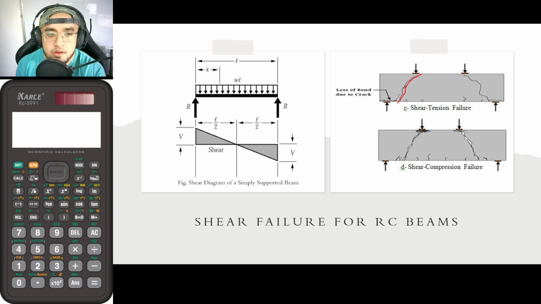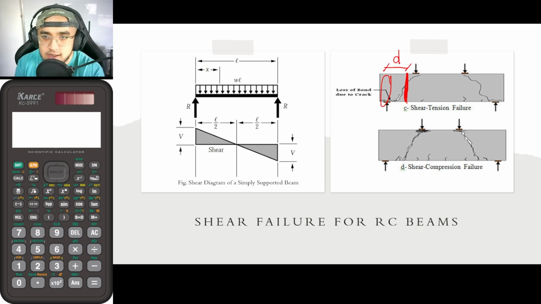Rather, it happened a distance from the face of the support. Okay? So, let me erase this first. So as you can see, it did not happen at the support. Rather, it happened at a distance from the support. And let us say that this is now the average area of our failure. And according to experiments, for non-pre-stressed beams, this is actually at a distance d from the support.